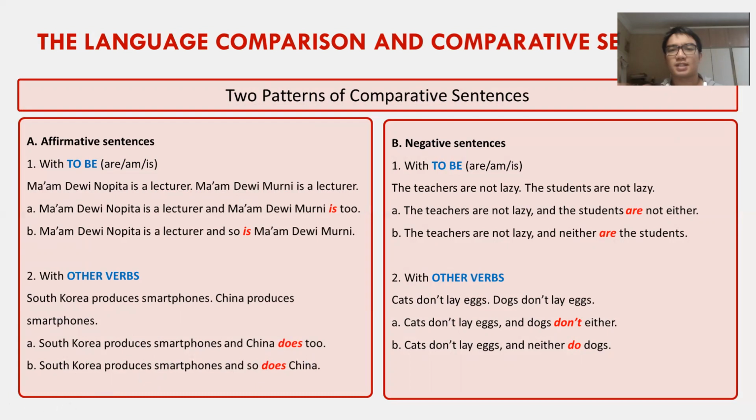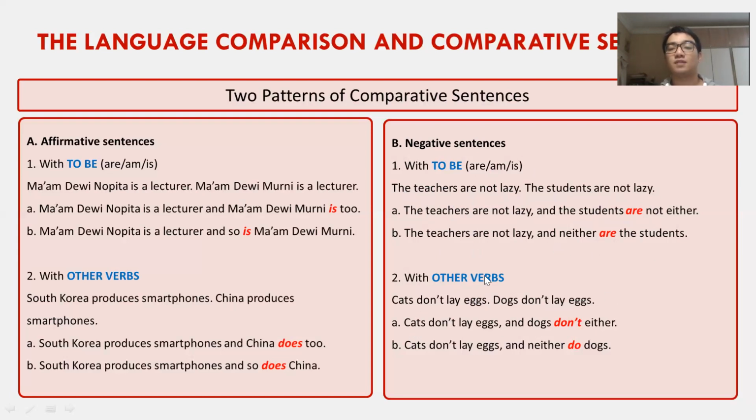Then let's see the second pattern, negative sentences. It's the same with to be and other verbs. The first sentence is: the teachers are not lazy. The type of the sentence is negative, using the word not. The teachers are not lazy, the students are not lazy. We combine these two sentences: the teachers are not lazy and the students are not either, or the teachers are not lazy and neither are the students.